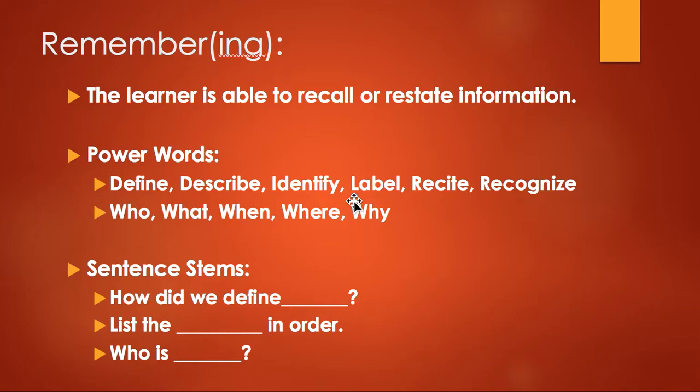So, some sentence stems. If you're going to ask questions, you can use Bloom's taxonomy in writing objectives and developing questions. Some sentence stems might look like: how do we define Bloom's taxonomy? Or list the levels of Bloom's taxonomy in order, or who is Bloom? Those are very basic levels of learning.